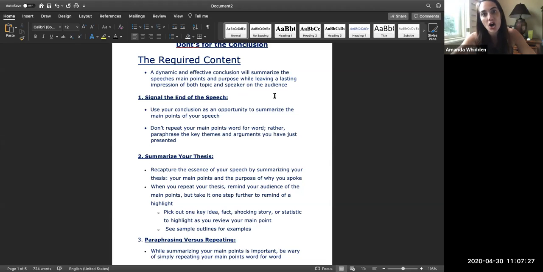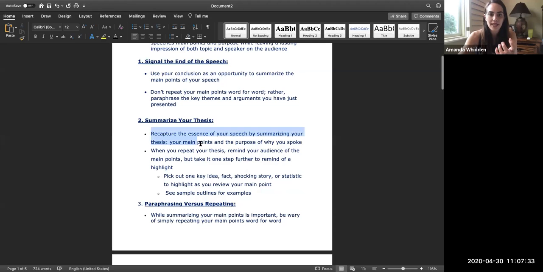That builds upon the next step, because we want to, in fact, repeat our thesis, but here we want to recapture the essence of our speech by summarizing that thesis. We don't want to necessarily just repeat the words. Instead, try to do a mini summary of that main point. Take it one step further. What key idea, what interesting statistic, what overall understanding did we come to with that information that we heard over time?